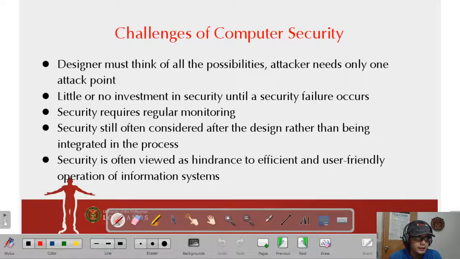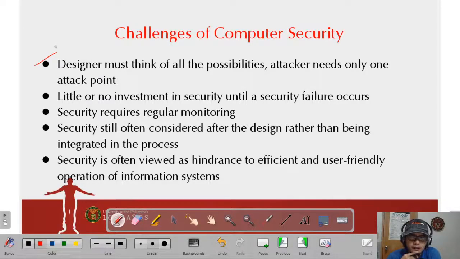The next one is the designer must think of all the possibilities, and the attacker needs only one attack point. This is very true. If you are thinking of preventing the attacker from attacking your system or the information system, you have to think of all the possibilities if you are the defense. But if you are the offense, you only need one attack point.